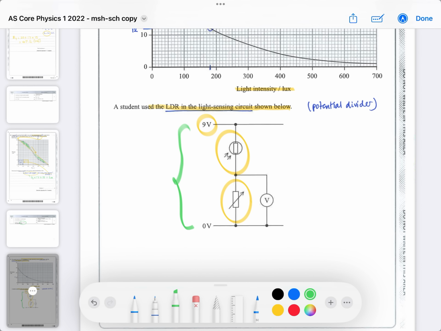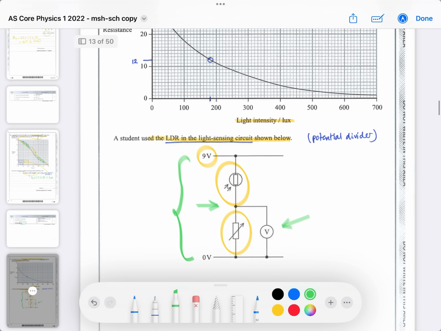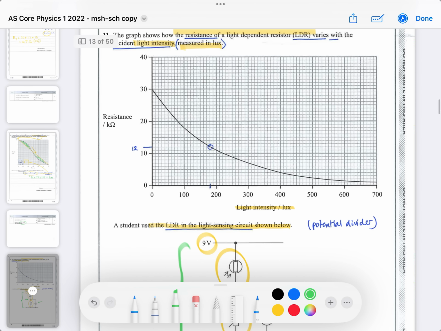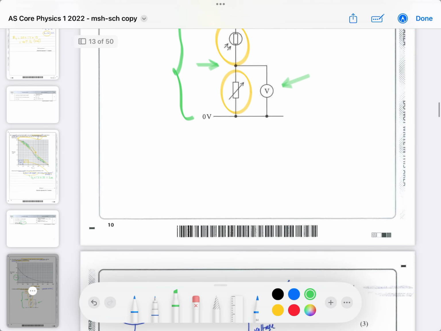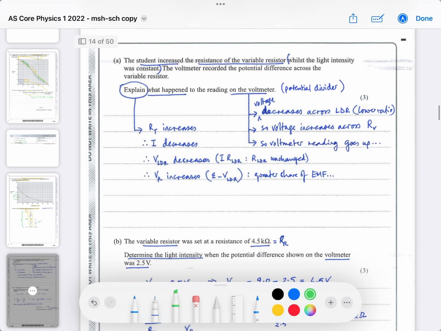If they were equal resistances, then in the middle would be 4.5. So this will be in the middle of the 9 volts to 0. So if they were equal resistance, it will be split 50-50. But if one is bigger than the other, then it won't be split 50-50. And presumably they'll want you to work out what the output voltmeter reading will be, depending on the conditions that they're looking at using the graph. And it looks like they're going to ask around the 12 kilo ohm position. All right, let's have a look and see what the question is asking. So that's the scenario. Now we're going to read it.